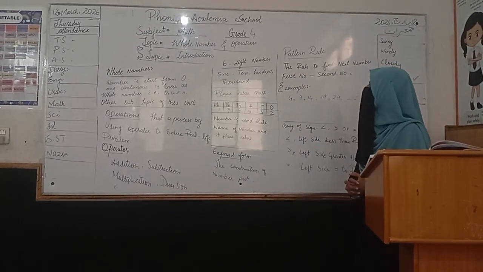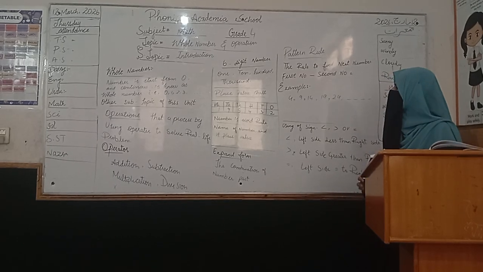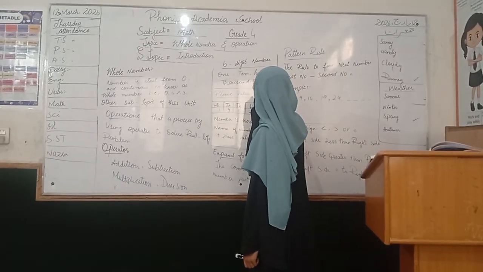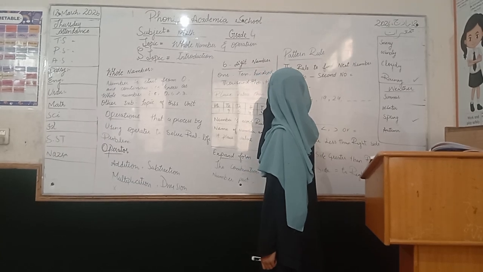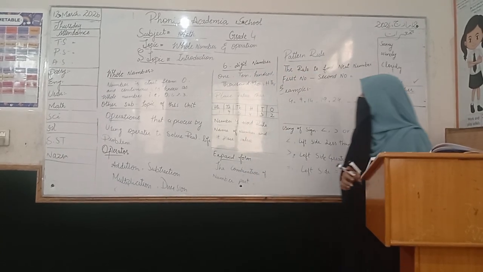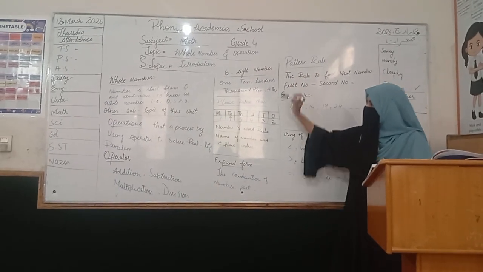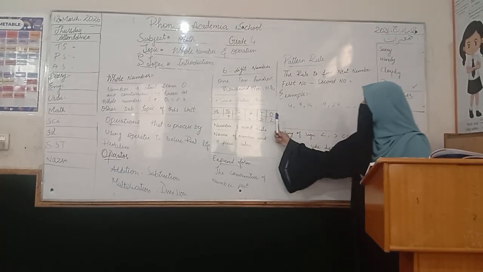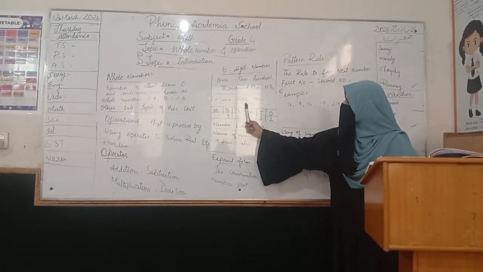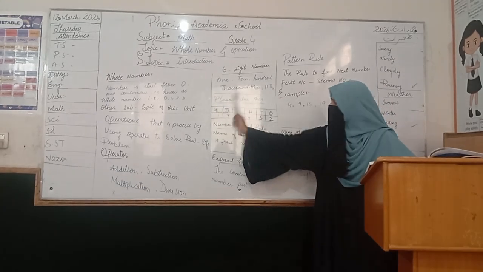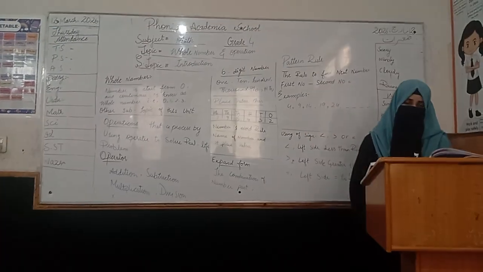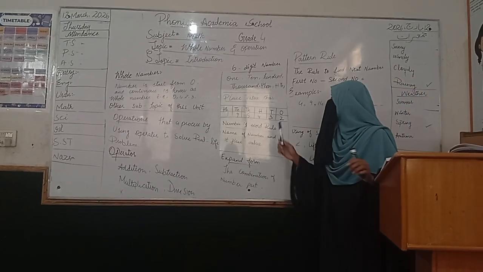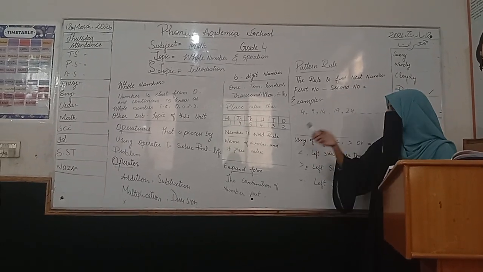So now we come to the 6-digit numbers. The places of a 6-digit number are 1, 10, 100, 1000, 10,000 and 100,000. This is a 6-digit number. The place value chart of the 6-digit number is given as 1, 10, 100, 1000, 10,000 and 100,000. This place value chart helps you find the place value of the digits and write the numbers in words.